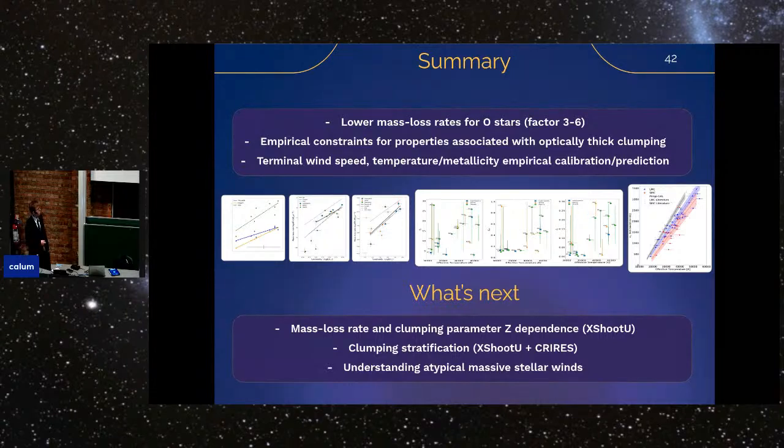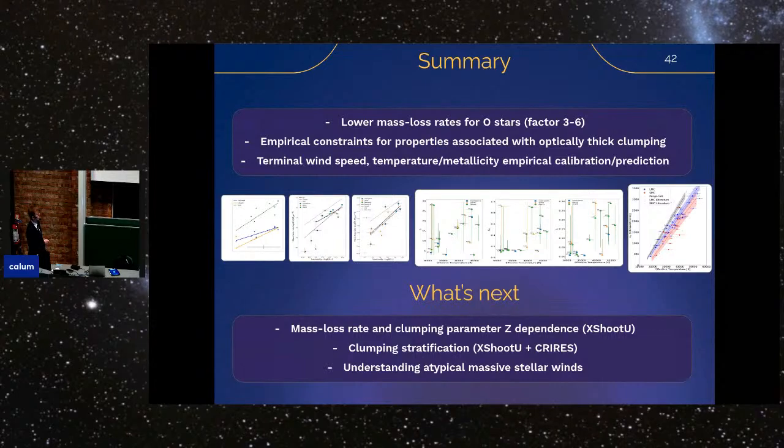Also, with new instruments becoming available in ground-based observatories, we're able to go to higher wavelengths. Things like infrared diagnostics become important because they probe different areas of the wind outflow. You can probe different velocity extents in the wind, and then figure out what's going on with the clumping as a function of radius, essentially, as you're moving away from the star.